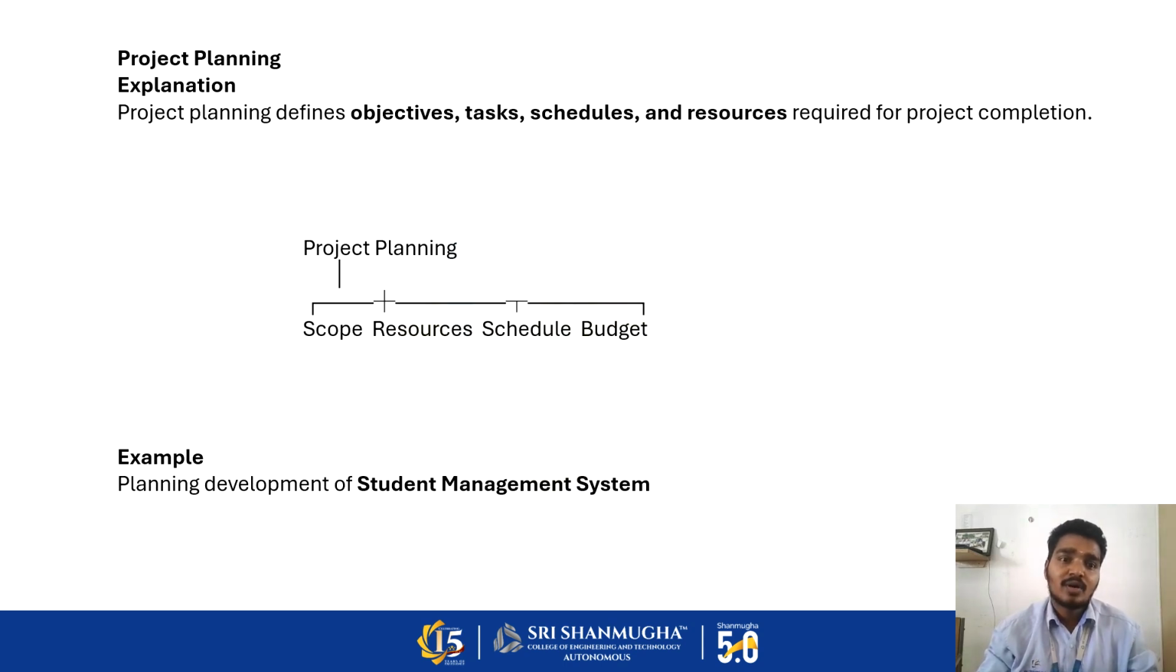So next is the project planning explanation. So what is project planning? If you create software or use development methods, there are objectives, tasks, schedules, and resources required for project completion. So project planning covers the scope of the project, resources, schedule, and budget. They give the project planning estimation. For example, planning the development of a student management system. This planning covers the scope, resources, and schedule of the student management system, and what kind of budget is involved. We got the project planning explanation.